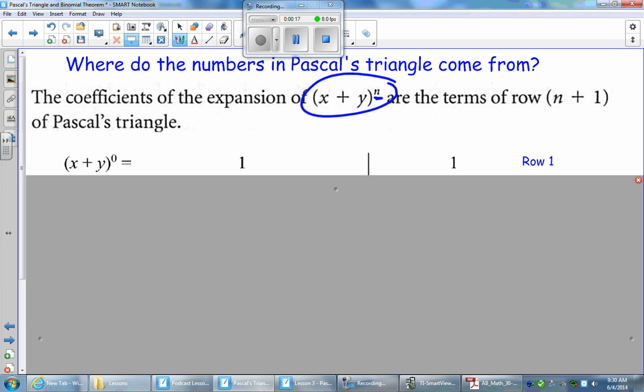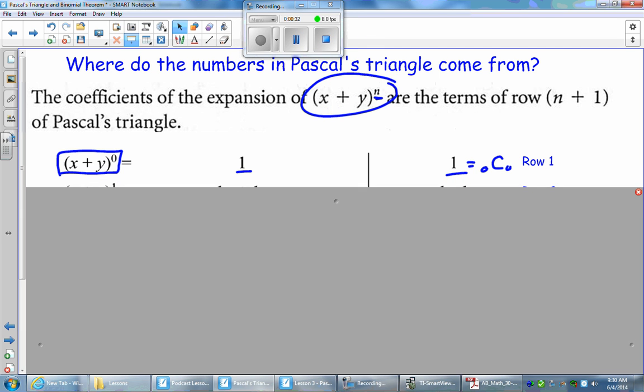So for example, if I want to expand x plus y to the power of 0, anything raised to the power of 0 will give you 1. Hence the first row in Pascal's triangle. Remember, the first row is actually a combination. It's 0 choose 0.